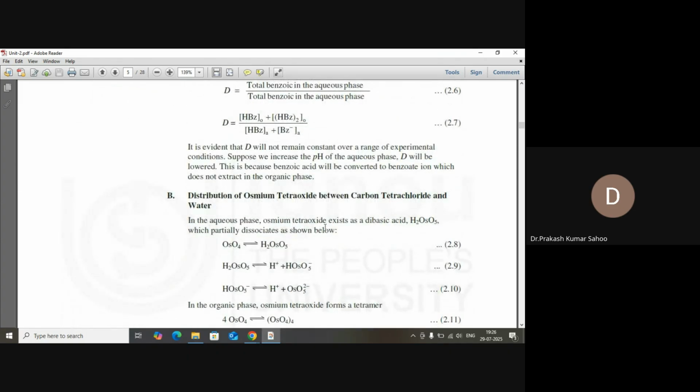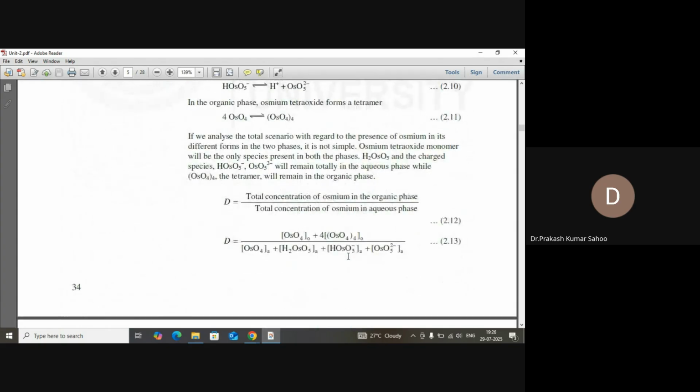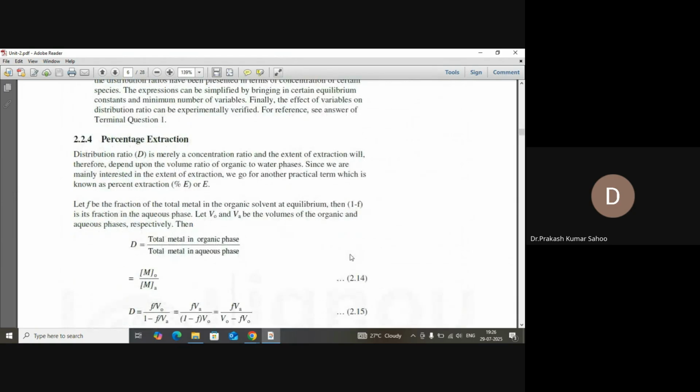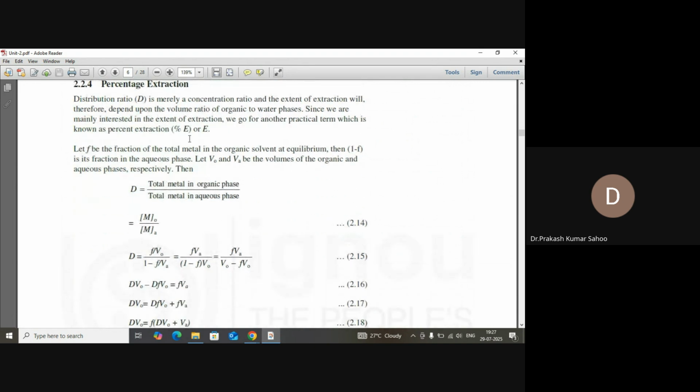So then another example is osmium tetroxide between carbon tetrachloride and water. Just go through these things. These are very simple ones. Then percentage extraction. This is a very simple calculation of the distribution ratio. This is known as percentage of E.